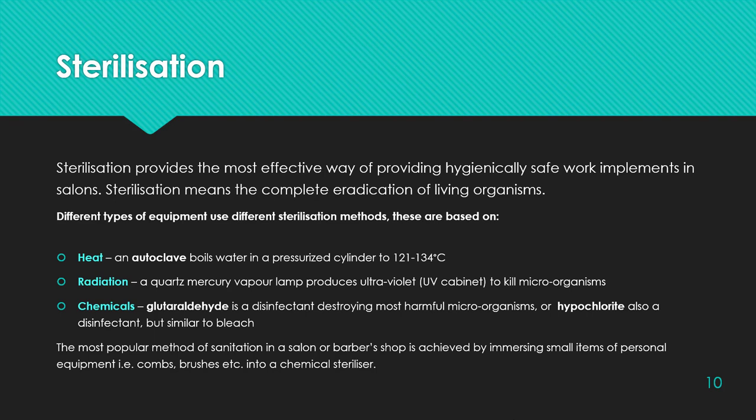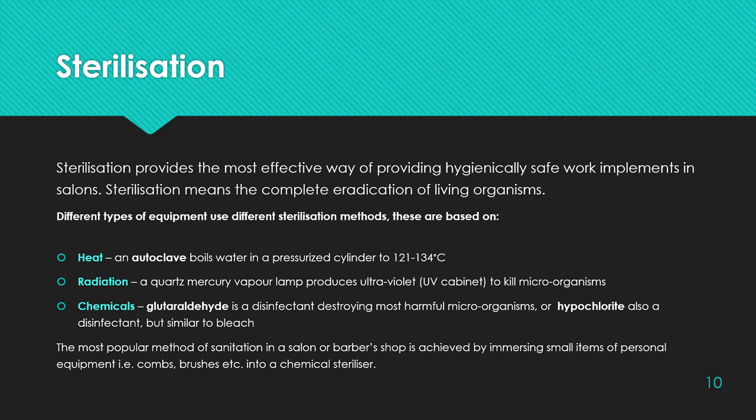These are based on 1. Heat. An autoclave boils water in a pressurized cylinder to 121 to 134 degrees Celsius. 2. Radiation. A quartz mercury vapor lamp produces ultraviolet, in a UV cabinet, to kill microorganisms. 3. Chemicals. Glutaraldehyde is a disinfectant destroying most harmful microorganisms, or hypochlorite also a disinfectant, but similar to bleach.